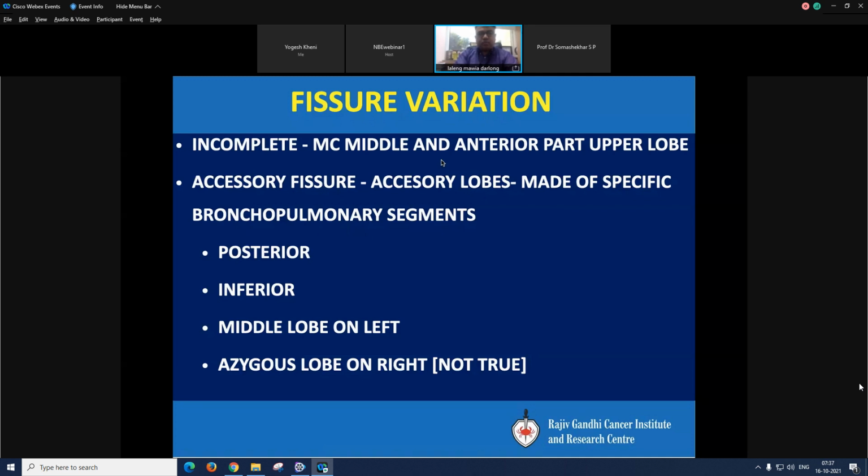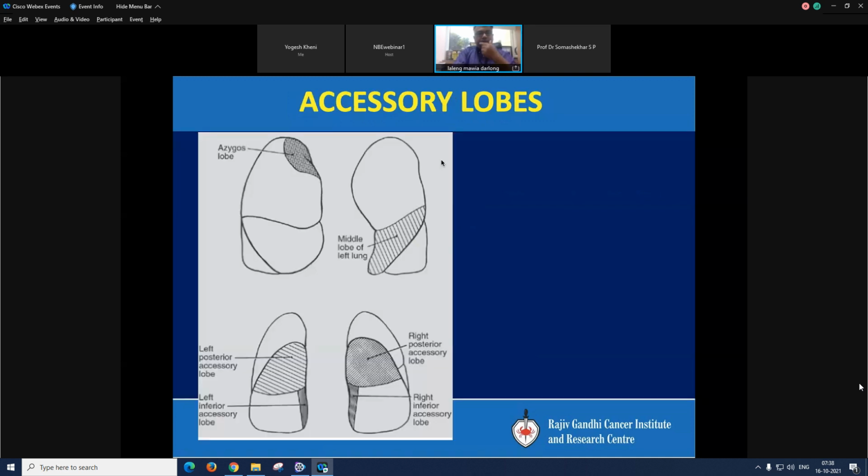And the azygous lobe, which you can see on the right side, is not really a true bronchopulmonary segment, because it is basically compressed by the indentation of the azygous vein. So this is not a true accessory lobe. It is more of importance in terms of CT finding and as an injury that we see during surgery. These are the images of the accessory lobes.